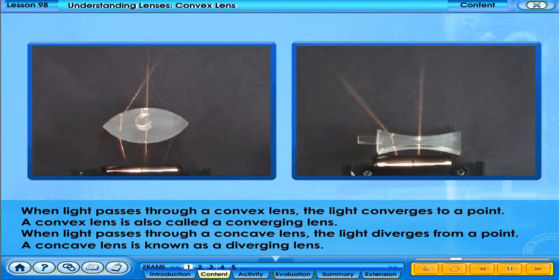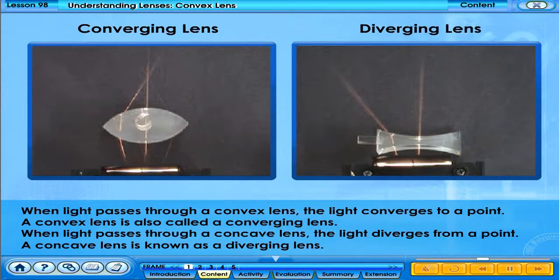When light passes through a convex lens, the light converges to a point. A convex lens is also called a converging lens. When light passes through a concave lens, the light diverges from a point. A concave lens is known as a diverging lens.